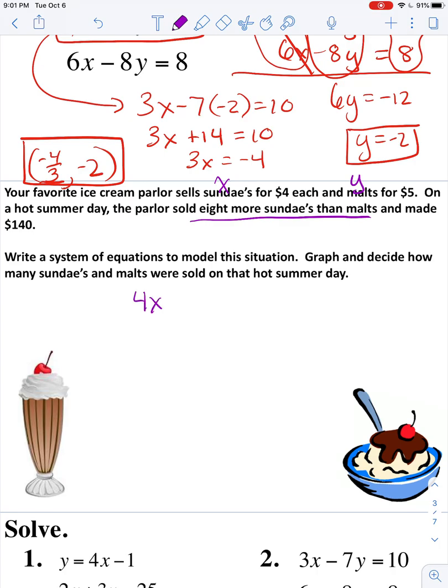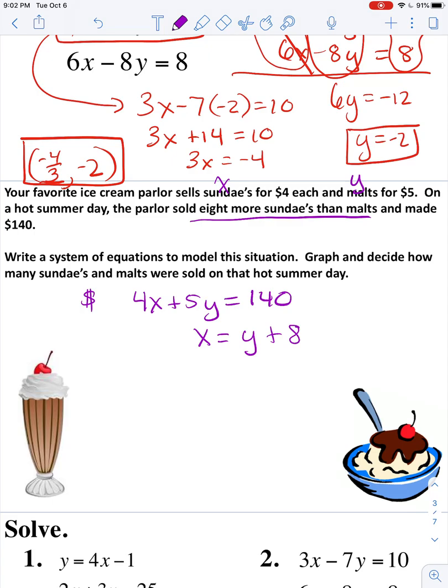So I have the same equations. I have 4x plus 5y is going to equal my total. That's my money equation. And then the other relationship is that they sold 8 more sundaes than malts. So to get my sundaes, I'm going to take my malts and I'm going to add 8.